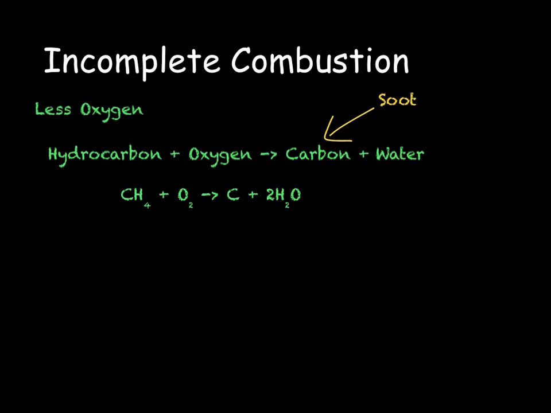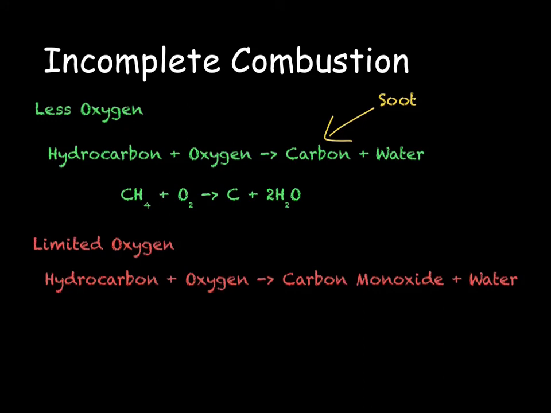In limited oxygen, we do not get the production of carbon. Instead, we get the production of carbon monoxide. So hydrocarbon, which is our fuel, plus our limited oxygen, forms carbon monoxide and water. In this case, our balanced equation is CH4, methane, our carbon fuel, plus 3O, so instead of O2, we've now just got 3O, goes to CO, carbon monoxide, and 2H2O.